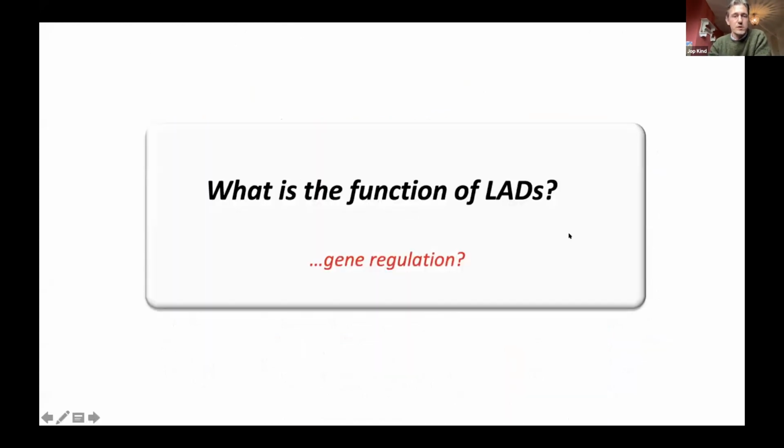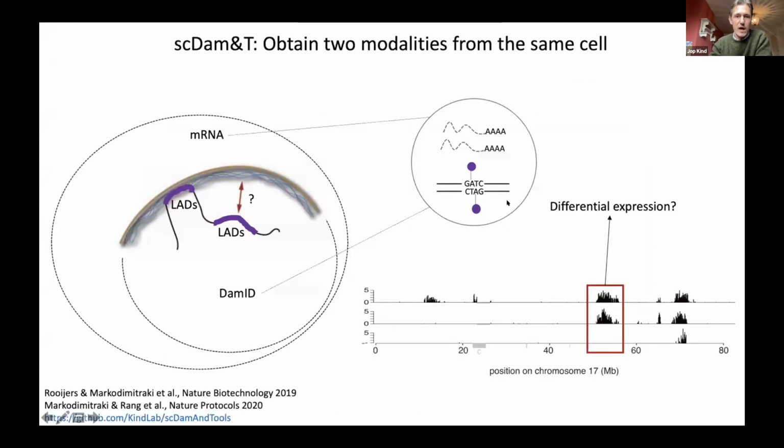But I will focus during this talk more on what we think may be the function of LADs. We think it has a structural function, and that was work that we've done previously. But what's the function of LADs in gene regulation? I showed you that these regions at the periphery are in an active state, but what is the contribution of LADs to making sure these genes on the periphery are in an active state?